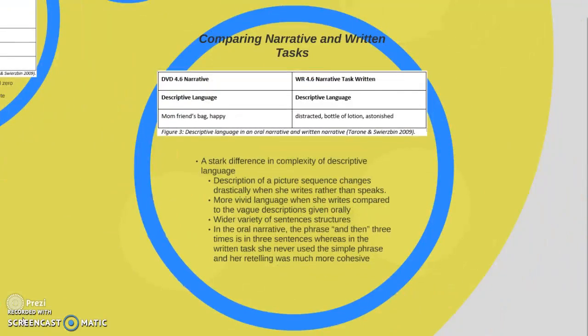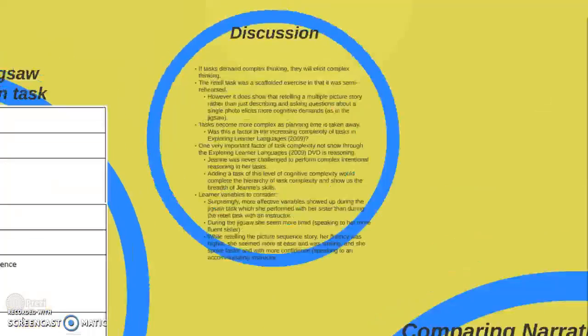Then between the narrative and the written tasks, I looked at descriptive language in each, and there was a huge difference in complexity of language for this learner in particular. So she used much more descriptive language, she used a wider variety of sentence structures, and she repeated herself many times using "and then, and then, and then" in the oral task, whereas in the written task she was much more cohesive and used a wider variety of transition words.